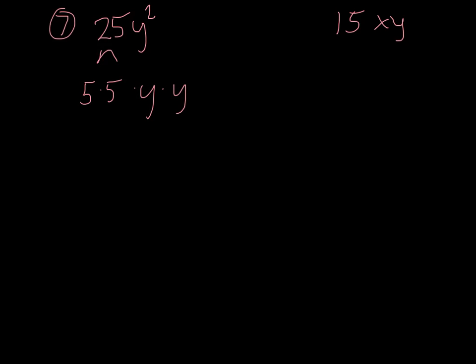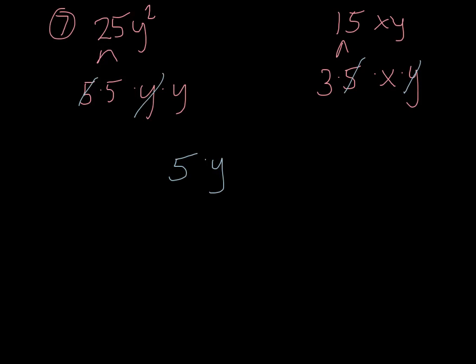Okay, for number 7, it says 25y squared and 15xy. So for 25, I can do 5 times 5 times y times y. For 15, I can do 3 times 5 times x times y. Okay, so they both have a 5, so I'm going to write down one 5. They both have a y, so I'm going to write down one y.